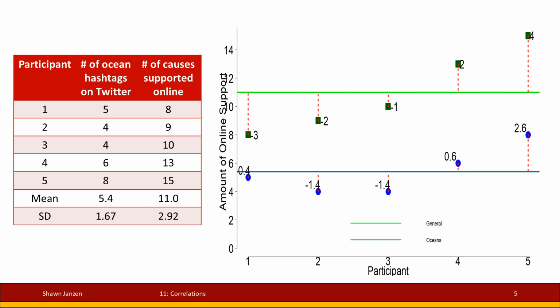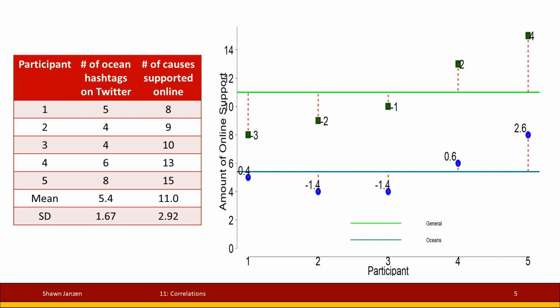Participant number 1 has used 5 different ocean-related hashtags on Twitter this month and supported 8 different other causes online in general. Person number 2 has used 4 ocean-related environmental hashtags on Twitter and supported 9 other causes on environmental topics in general, and so on for our 5 participants. I've taken the mean of each of those, 5.4 and 11 respectively, and the standard deviation of both, 1.67 and 2.92 respectively.